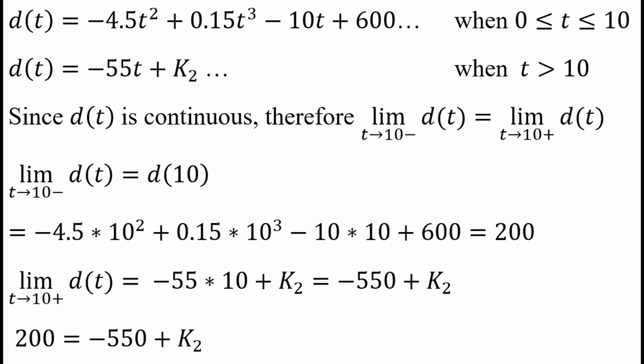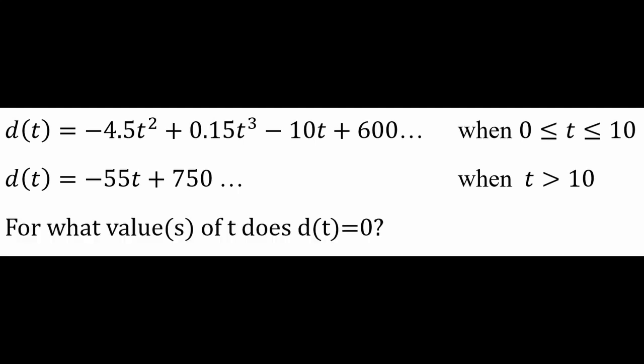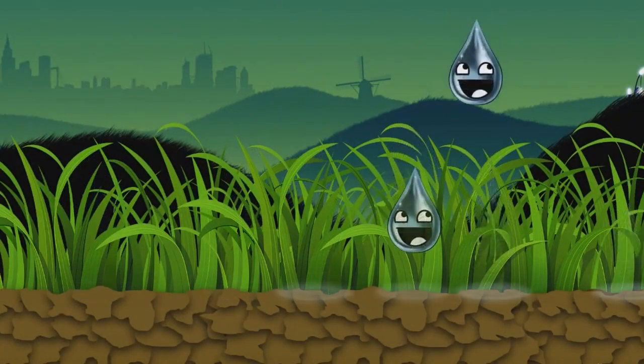This is a simple linear equation which can be solved to find k2 equals 750. So we now have a fully solved function for d(t). We just need to find for what values of t we get d(t) equals 0. Since the question is about a raindrop hitting the ground, there should really only be one value of t where this occurs. But in order to be rigorous, we shall treat the question as if there are potentially any number of values of t for which d(t) equals 0, and we shall find all of them.